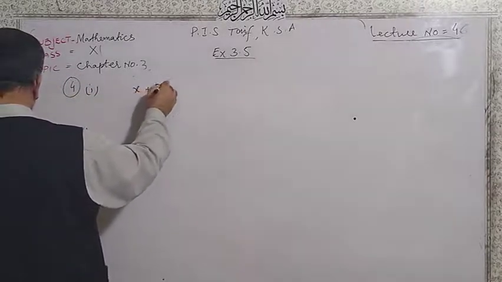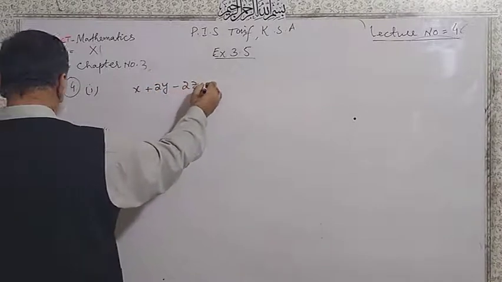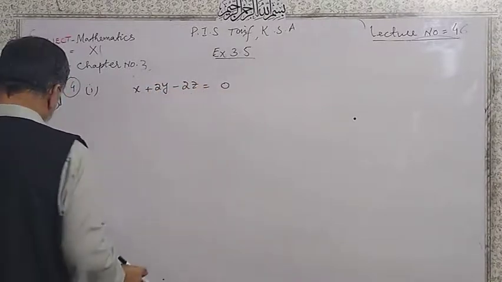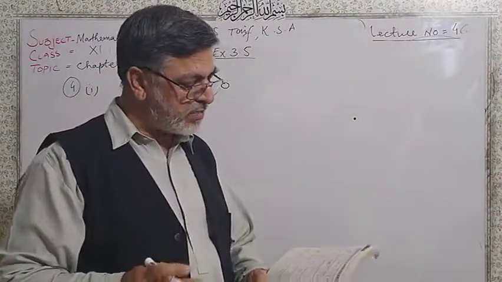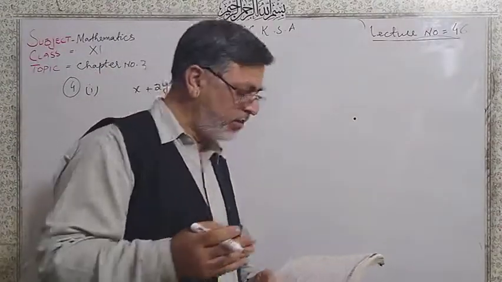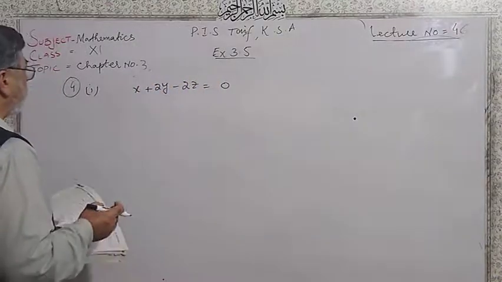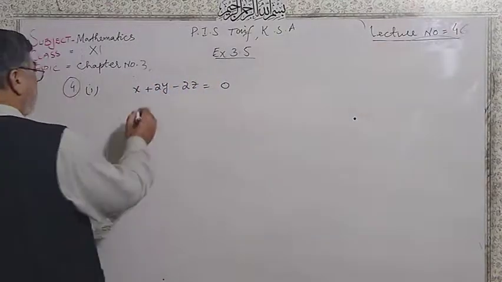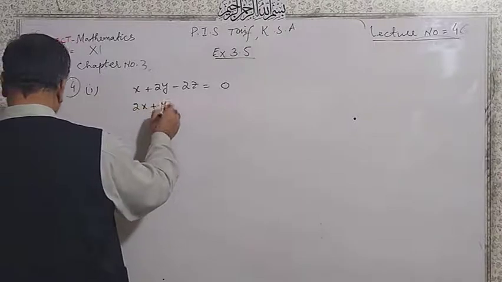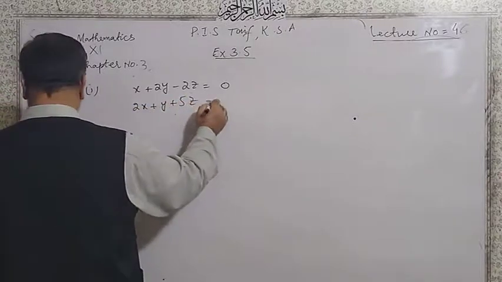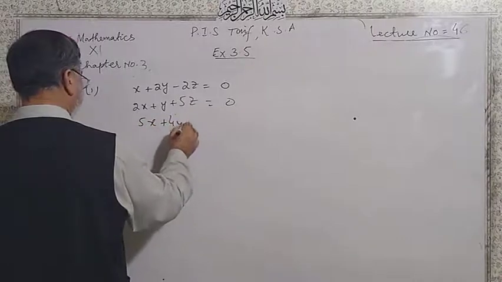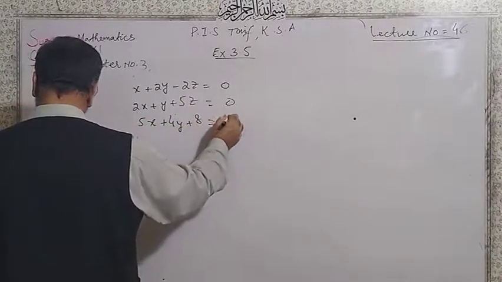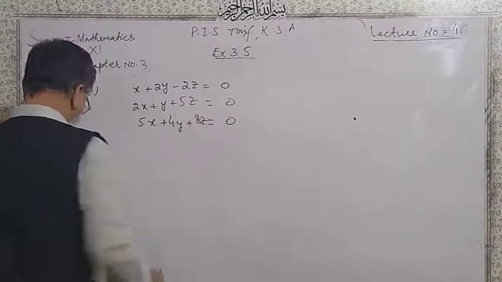x plus 2y minus 2z is equal to 0. Remember that it is written wrongly as x plus 2x minus 2z. No, actually it is x plus 2y minus 2z. Then 2x plus y plus 5z is equal to 0, and 5x plus 4y plus 8z is equal to 0.